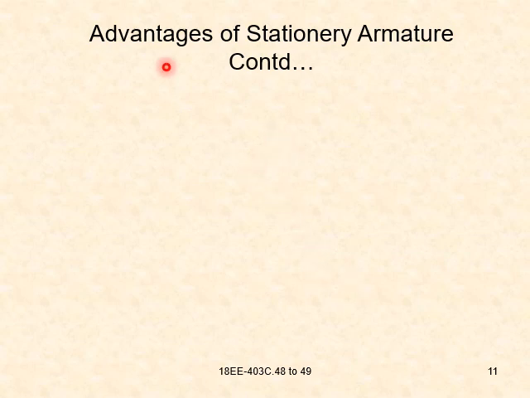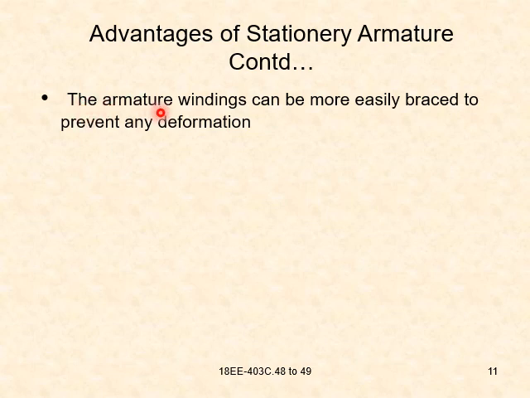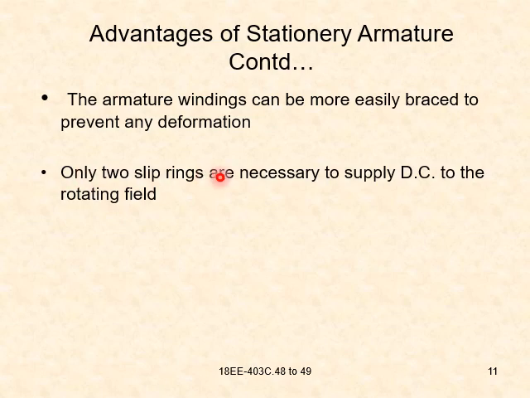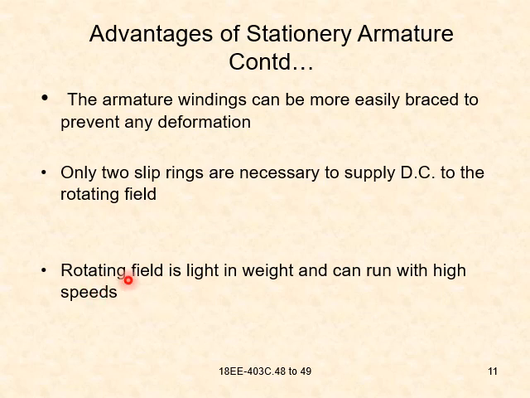In continuation of the advantages of a stationary armature, the armature windings can be more easily braced to prevent any deformation. Only two slip rings are necessary to supply DC to the rotating field, as I said previously. And the rotating field is light in weight and can run at high speeds.